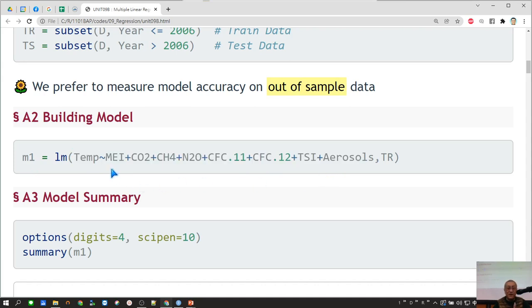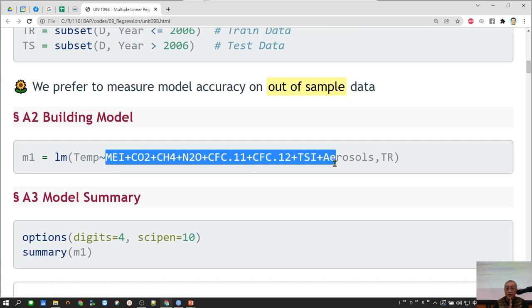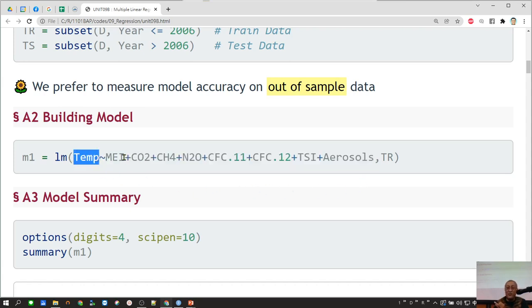The difference is, in the simple linear regression, on the right-hand side of the tilde you only have one variable. But now it's different. I'm using all of these greenhouse gases as the X, so you have a lot of predictors, a lot of regressors, and only one target. You have 1, 2, 3, 4, 5, 6, 7, 8: eight X and only a single Y. In linear regression, you will only have a single target, but you can have a lot of predictors.